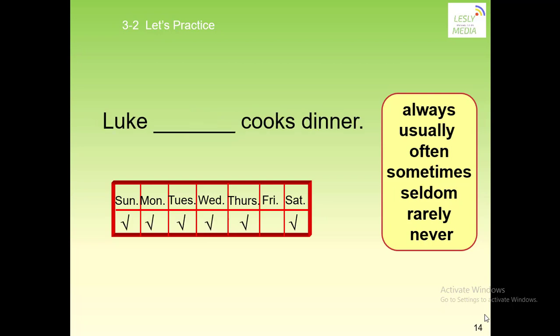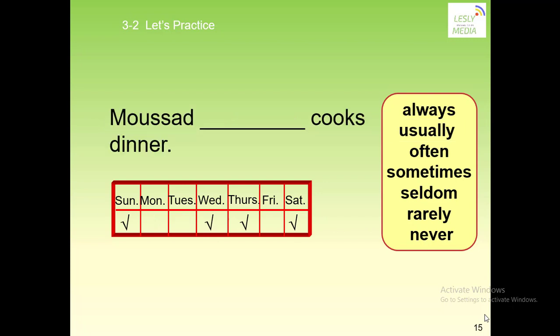Okay, let us continue. Luke, blah, blah, blah, cooks dinner. Always, usually, often, sometimes, seldom, rarely, or never. What is your answer? Yeah, that's it. Usually. Luke usually cooks dinner. Next. Mozart, blah, blah, blah, cooks dinner. What is the answer? Okay, that's it. Sometimes, which means kadang-kadang. Okay, next.